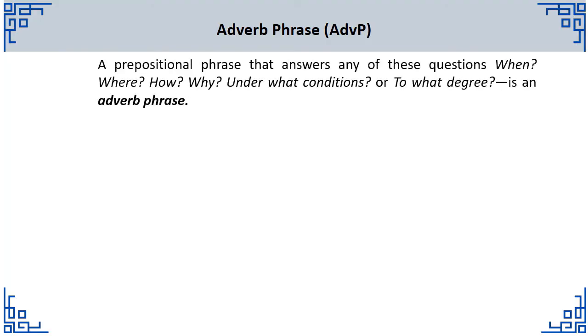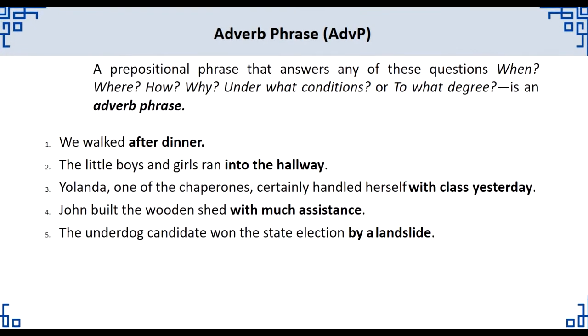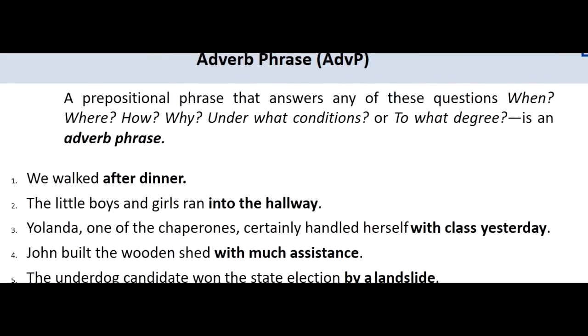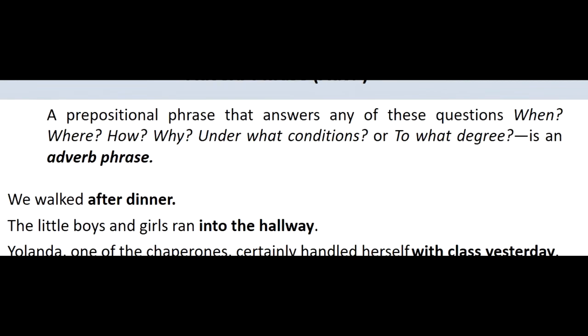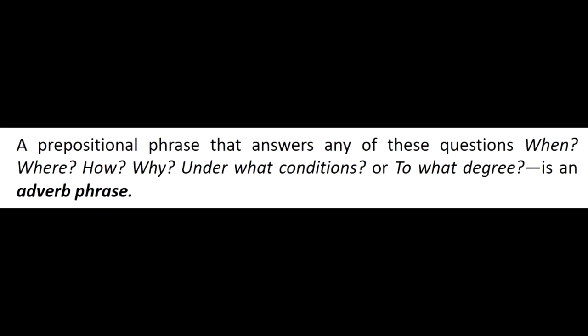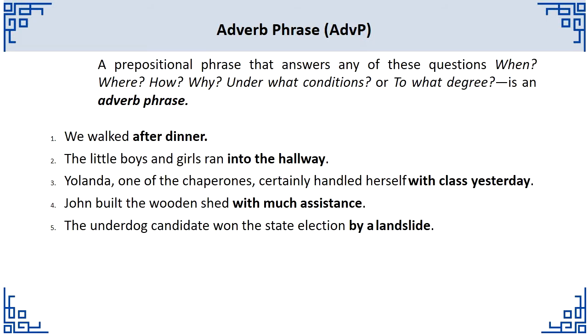Adverb phrase. A prepositional phrase that answers any of these questions such as when, where, how, why, under what condition, or to what degree is an adverb phrase. If you can logically move the prepositional phrase within the sentence, it is probably an adverb phrase. Remember that an adverb phrase contains no verb.